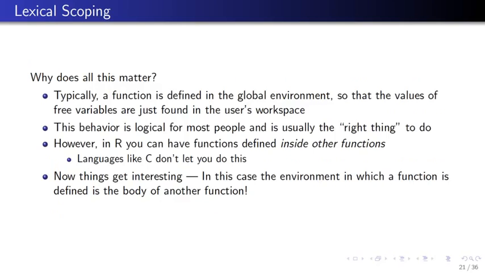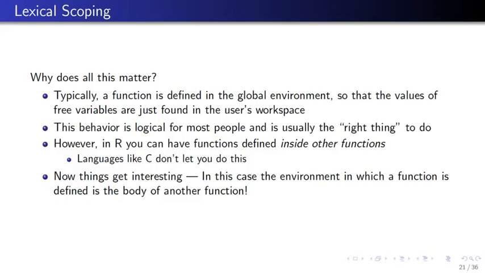So why exactly does all this matter? It's not immediately clear. So typically a function is defined in the global environment so that the values of the free variables are just found in the user's workspace. This is kind of the right thing to do. It's kind of what most people are expecting. If you can't find a value inside the function itself, you just look in the global environment. The idea here is that you can define things like global variables that will be common to a lot of different functions that you might be defining in your workspace.